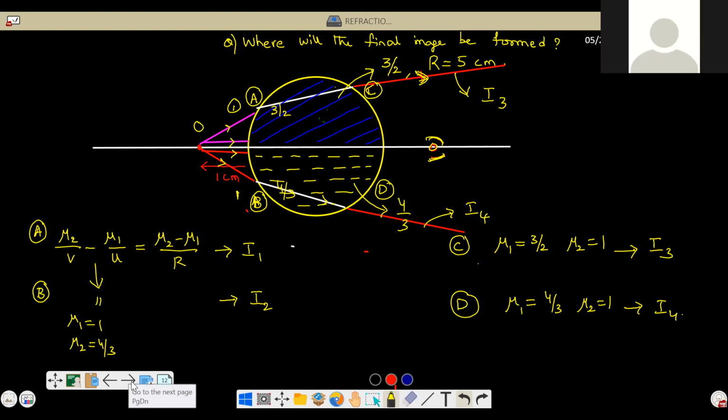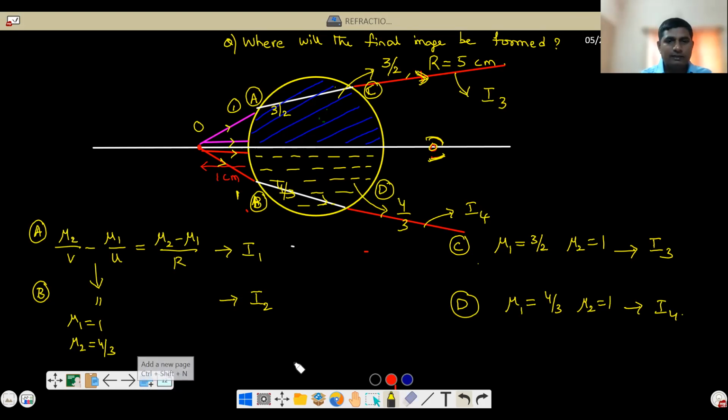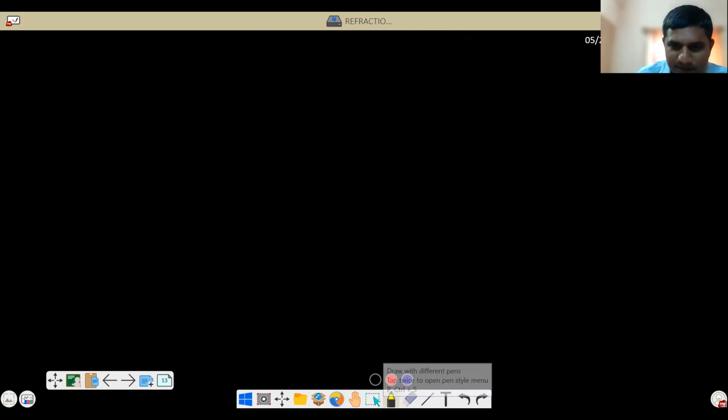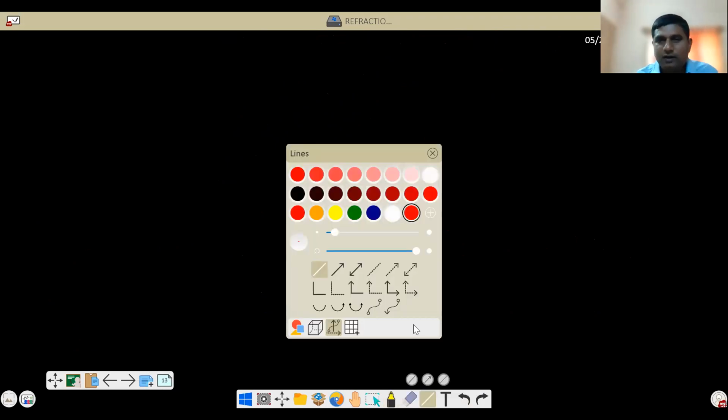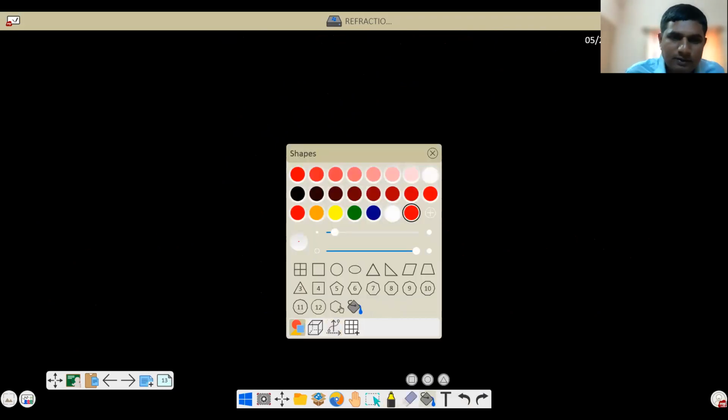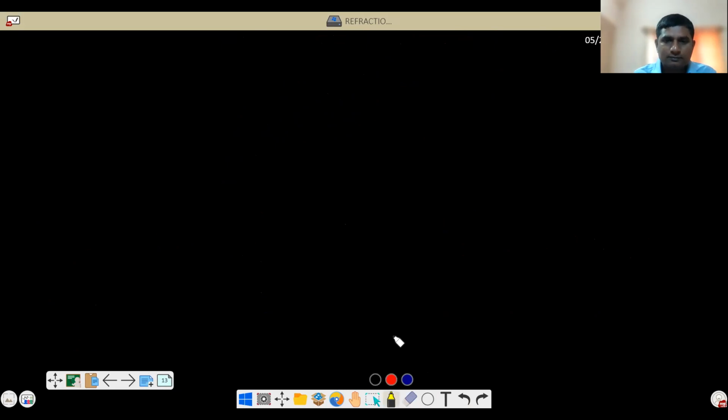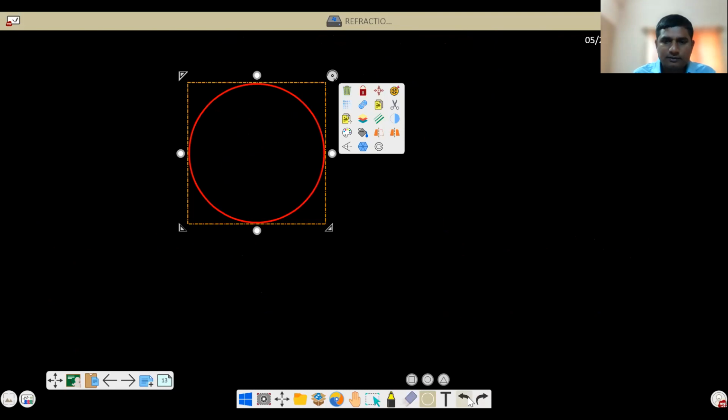So next problem, one more I'll give. The next one is also a very interesting problem. Same problem I'm taking. In one problem only I'm covering all the different models. Same concept. Suppose, let us say, this is a sphere.